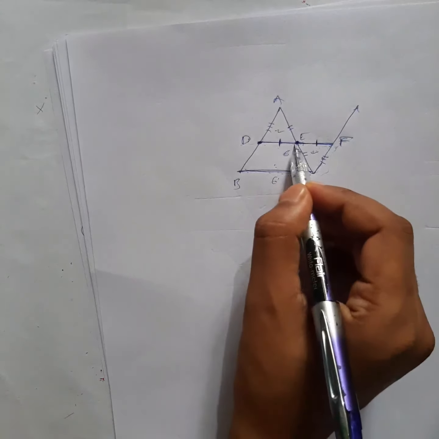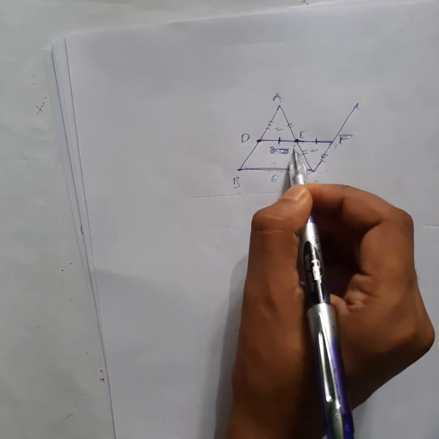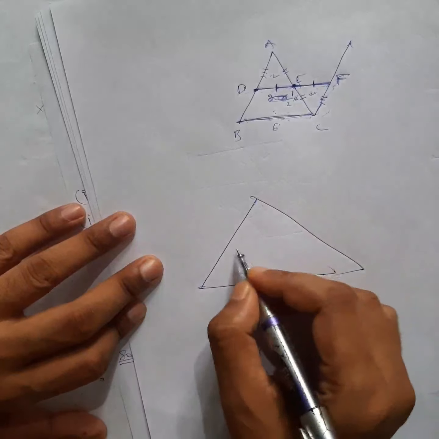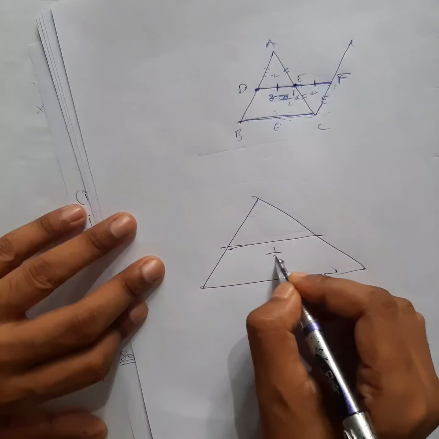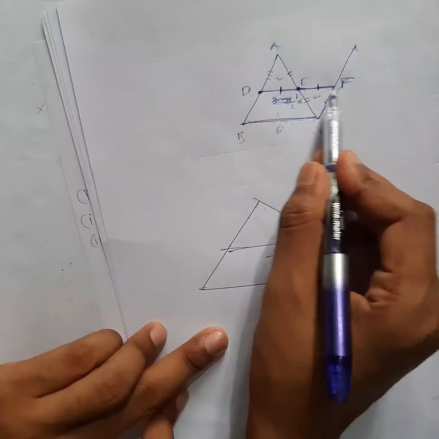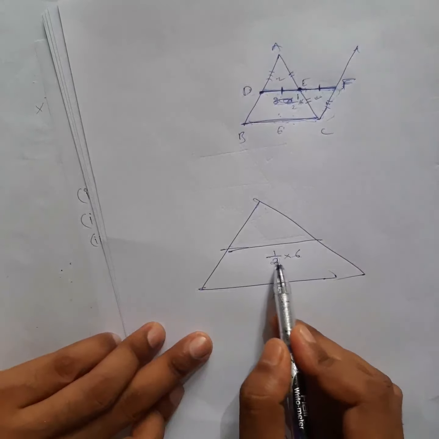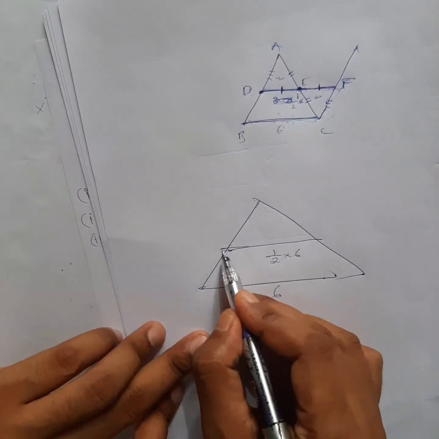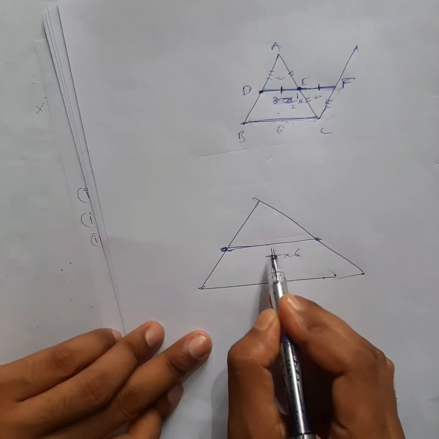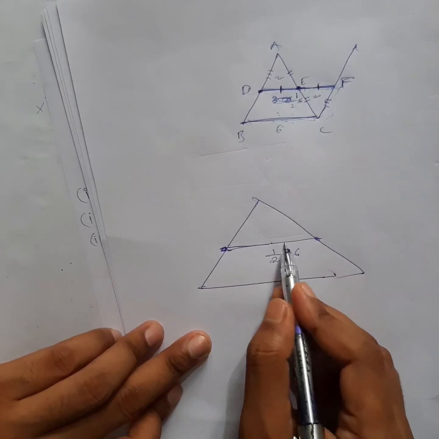Now if this is 6, how much will this portion be? Half of this 6. Can I say half of 6? If this is 6, this also will be 6, right? So if this is 6, this and this will be half, so this will be half of 6. From this, one more thing you can understand is, whenever you draw a line from the midpoint of two sides, that line will be parallel, as well as that line will be half of the third side.